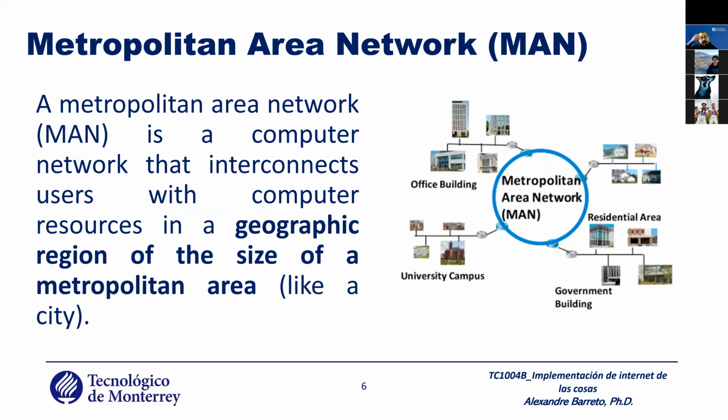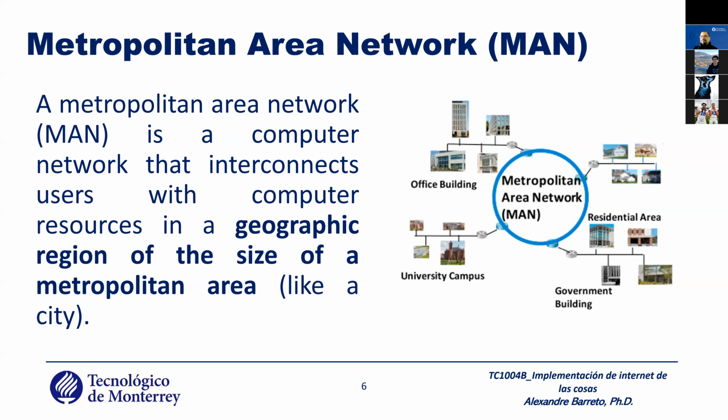Okay. The next level is the metropolitan area network. The metropolitan area network, as I said, interconnects computers and users in a region with a size close to a city, okay? Think of this example here. You have an office building, residential area, government building, university campus. You have different buildings in different places, but in the same city. You connect everybody using a metropolitan area network.